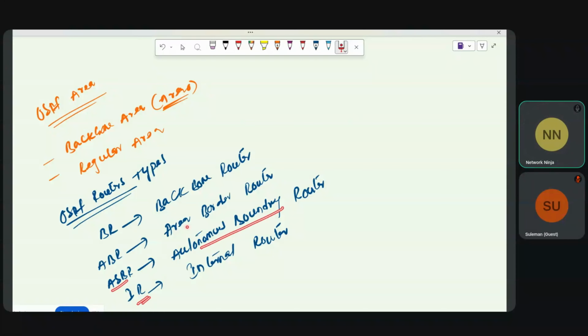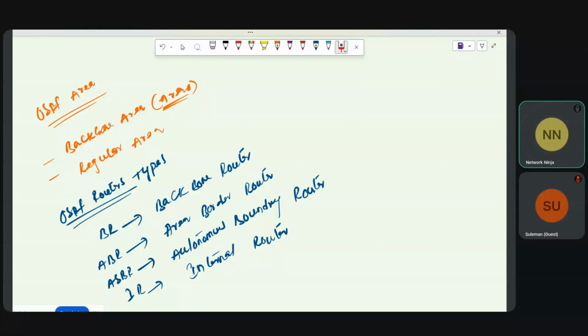And on whichever regular areas we have, there are different routers, and those routers are going to be called internal routers. Right? Internal routers. So this is about the router types in OSPF.